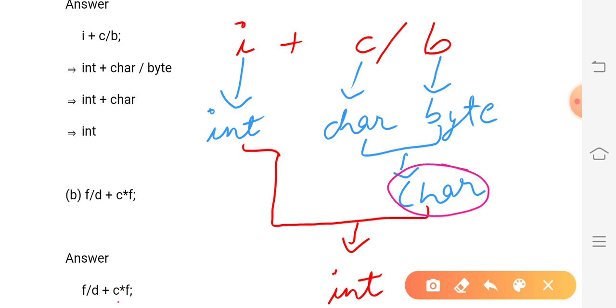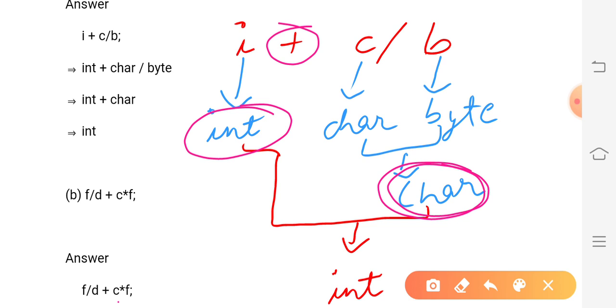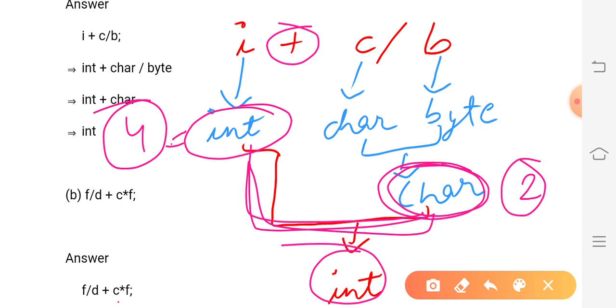Now which operator is left, plus, ठीक है. तो हमने क्या किया, इस int को इस char के साथ we will merge and we will see that integer character पे when we will perform the operation. So which one is greater, integer और character. According to hierarchy, integer is greater because character takes how many bytes, 2, and integer takes how many bytes, 4. So which one is greater, integer. So answer will come in integer.